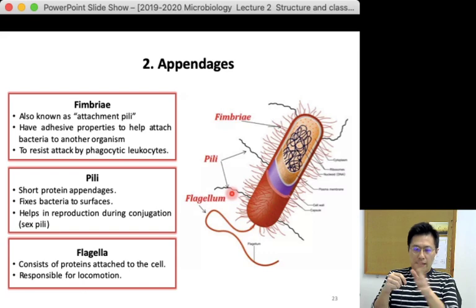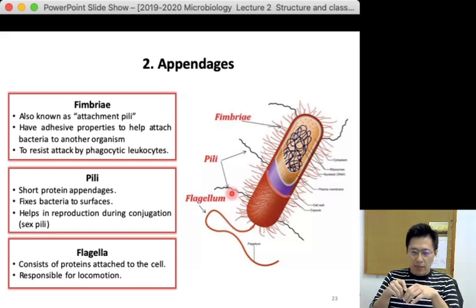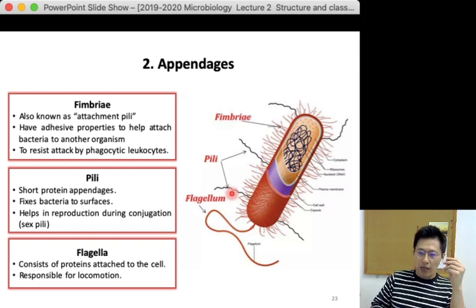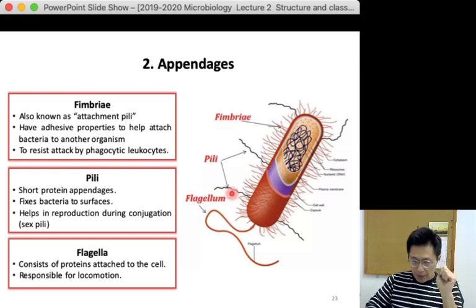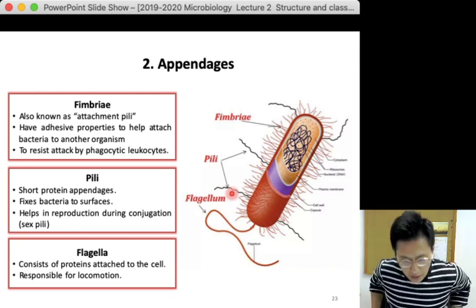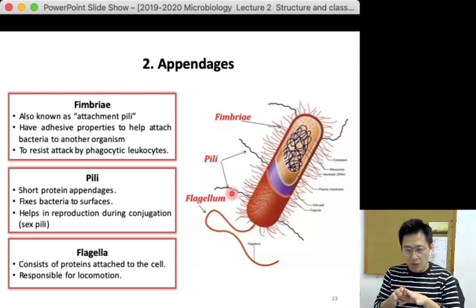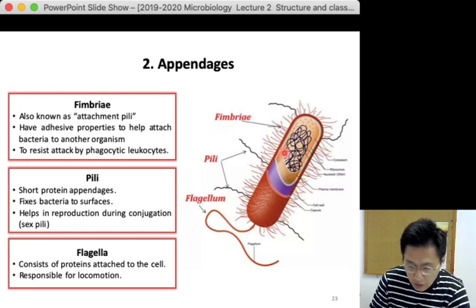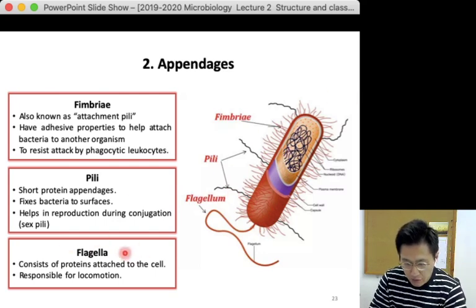The second component of bacteria is the appendage. Appendage means the attachments on the cell wall. Some of the bacteria do not have flagella, and some of them have multiple, one or two. So this is another way to classify the types of bacteria. The first one is the flagella.